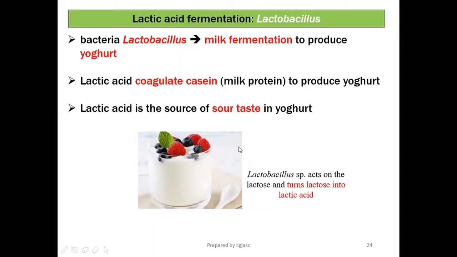So the presence of lactic acid will cause the sour taste in yogurt. Disebabkan lactic acid ada, sebab tu rasa yogurt ni masam because it is acidic. So automatically the pH is lower than 5. Okay.